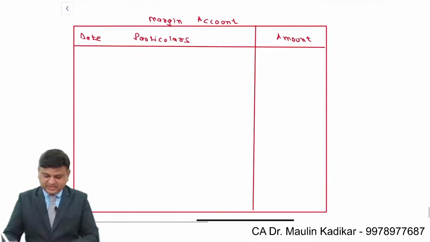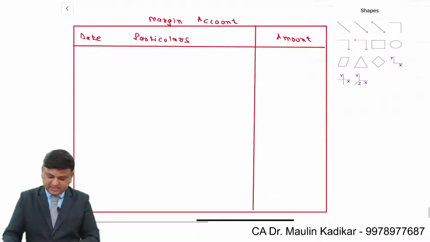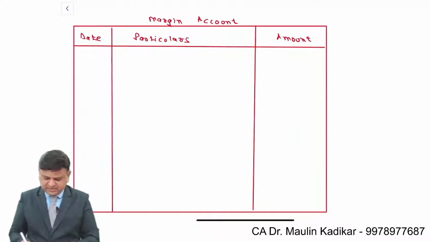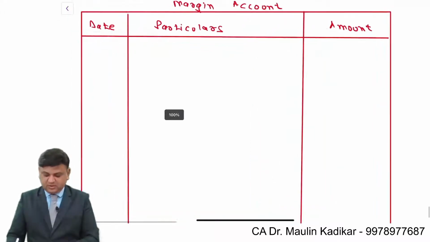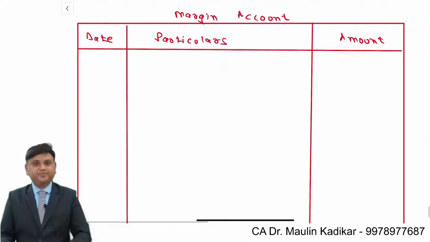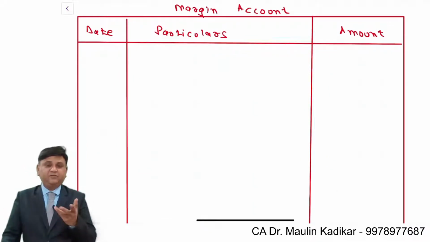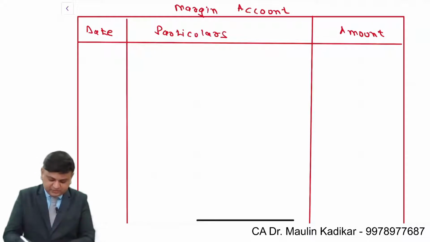See, as far as the margin account is concerned, it will start something like this. It will have a simple statement like this. Column number 1 is date, particulars and the amount. That's it. When the transaction is entered upon, it is 15th of November. So I'm writing over here 15th. That is the date on which the transaction was entered upon initially.